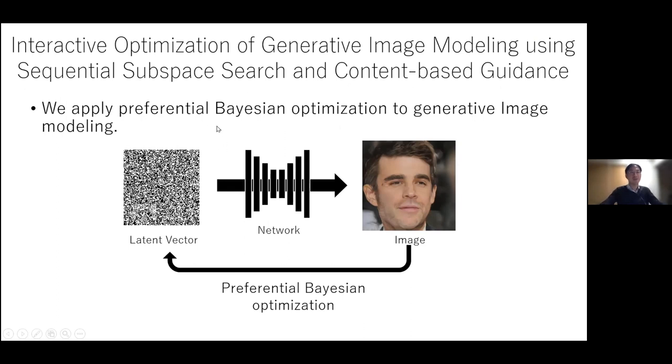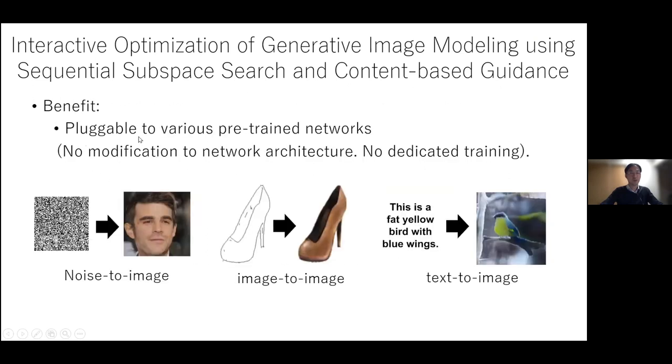We apply preferential Bayesian optimization to generative image modeling, right? The idea is the same. We have a parameter space, and then we pick the set of parameter values, latent vector values, to the network, and the system shows the result. And then a user sees the result and provides feedback, like one slider, and then updates the parameters, and then repeats this. The benefit of using this approach is the pluggability, right?